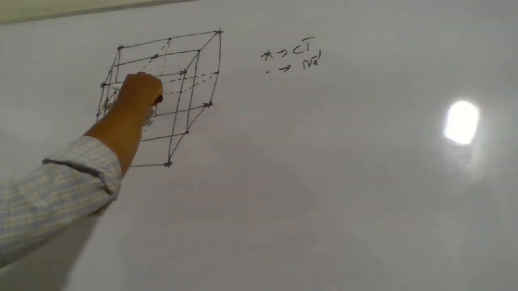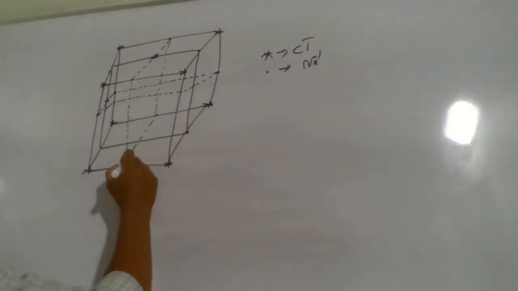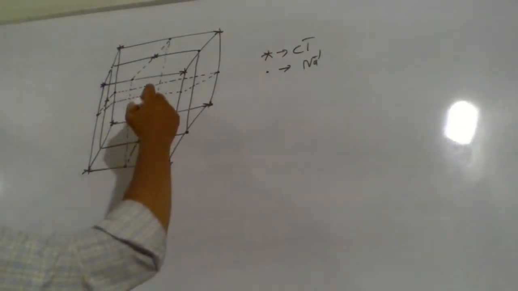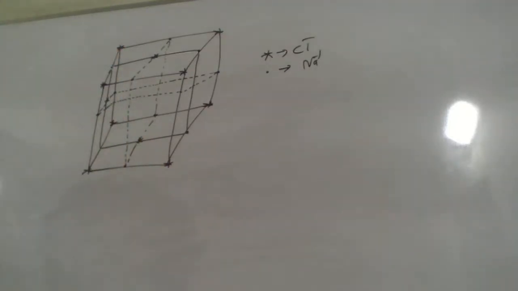So this is a sodium ion, which means now you're getting a sodium ion here also. This will be a chloride ion. This will be a sodium ion. That's the way it will go. Okay, that's the way you can draw.